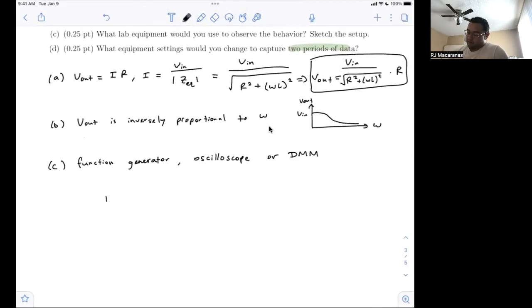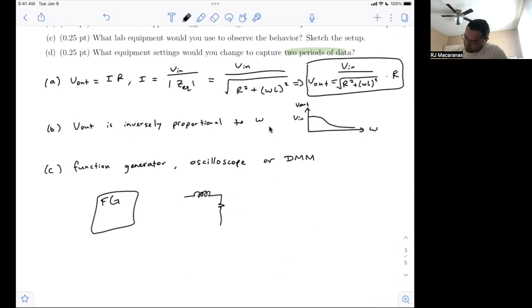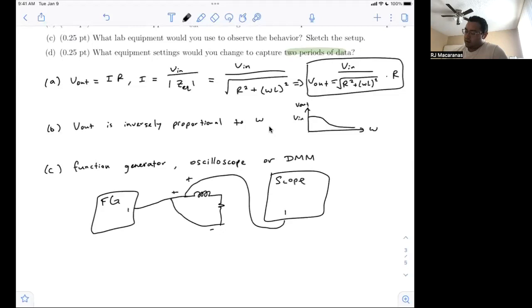So let's draw our function generator. And then our circuit. I think the inductor came first here. Yeah. So on the function generator, we've got channel 1, and we're taking the positive end to this inductor, the negative end to the resistor. And on the oscilloscope, we've got channel 1, and we're taking this to the input side, right? So across the entire network. And on channel 2, we're just looking at this voltage across the resistor there.